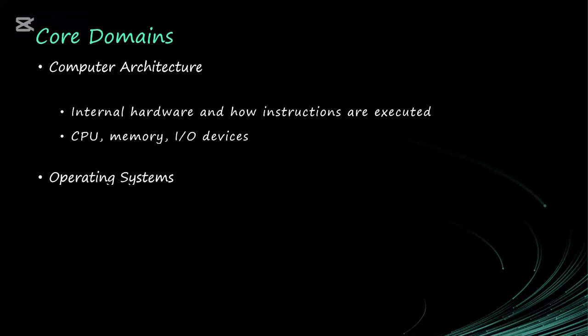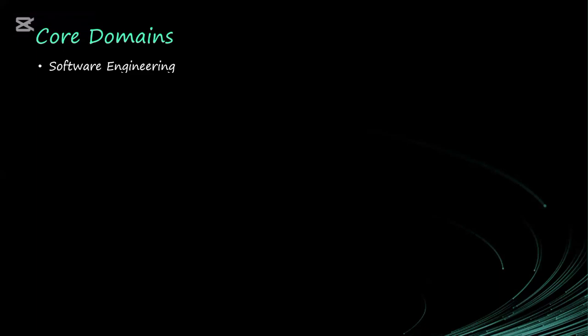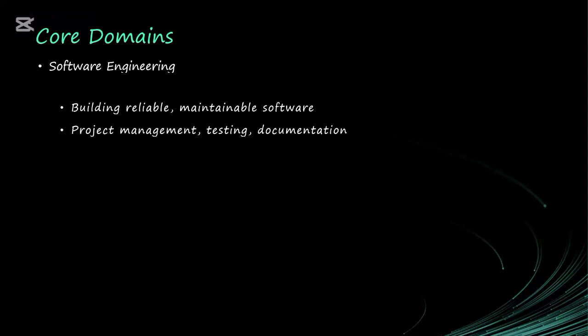We also talk about operating systems. This is one of the core domains of computer science. The operating system is software that manages hardware and software resources. We'll talk about it in later chapters. Software engineering is another domain: building reliable and maintainable software. Software engineering is the aspect of engineering that governs the principles of how we are supposed to build reliable and maintainable software, including project management, testing, and documentation.